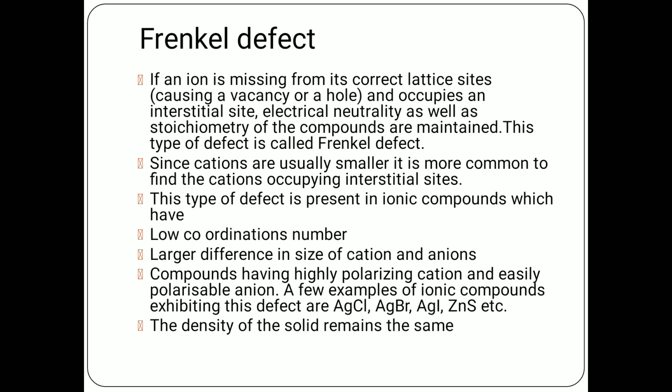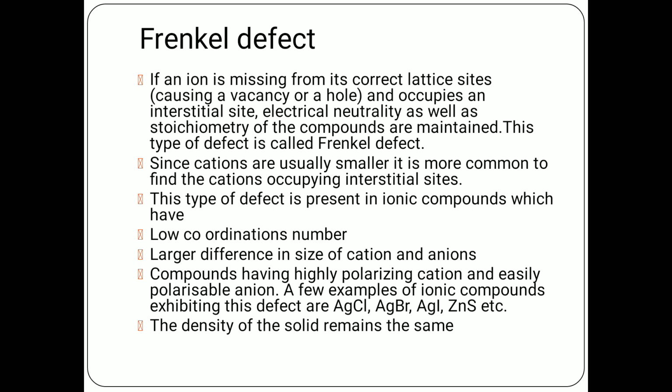This type of defect is present in ionic compounds which have a low coordination number. Guys, remember here transition metal elements, higher transition elements preferably, these have a low coordination number. There should be a large difference in the size of anion and cation. The compounds have a highly polarizing cation and an easily polarizable anion, as in the example of transition metals I mentioned. Examples would be AgCl, AgBr, AgI, ZnS, etc.